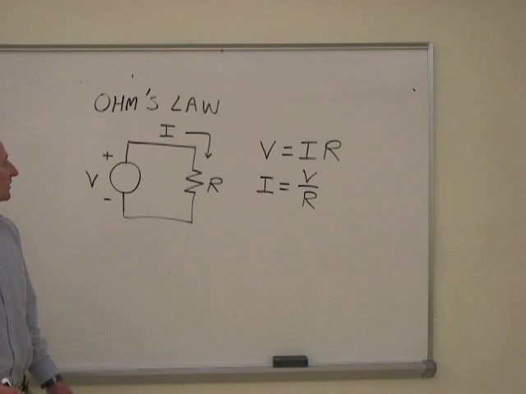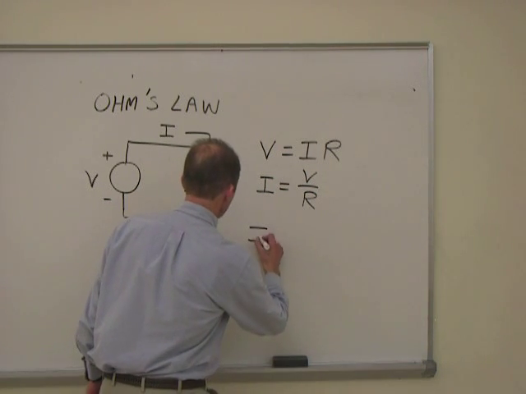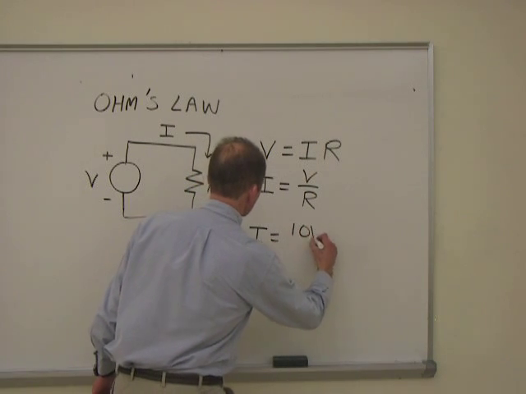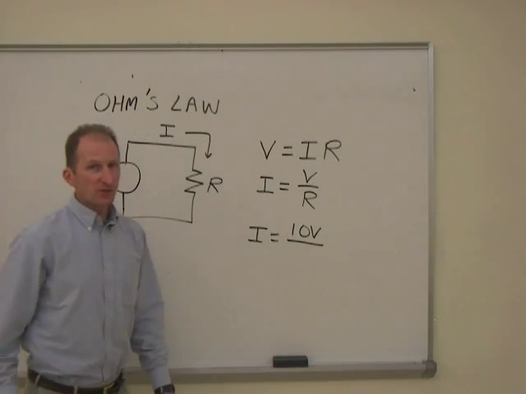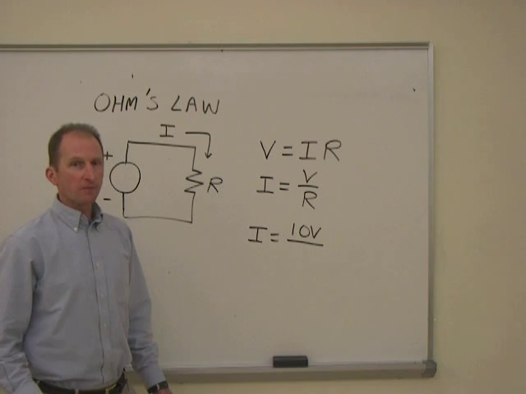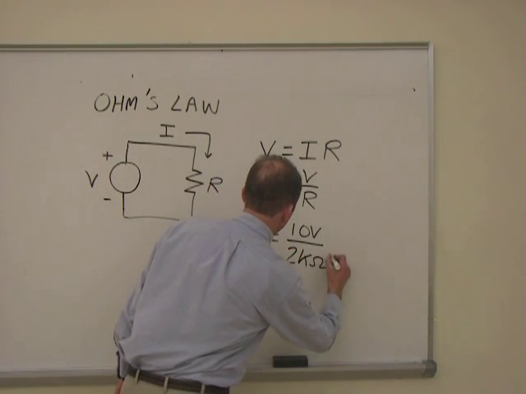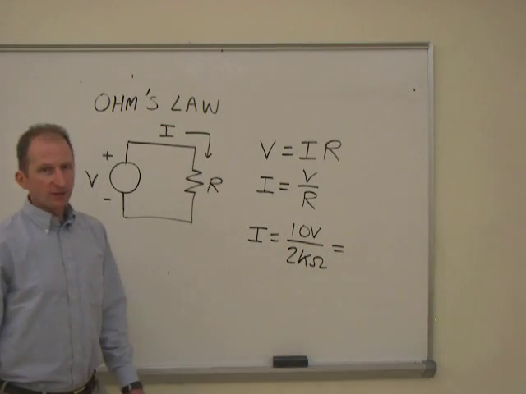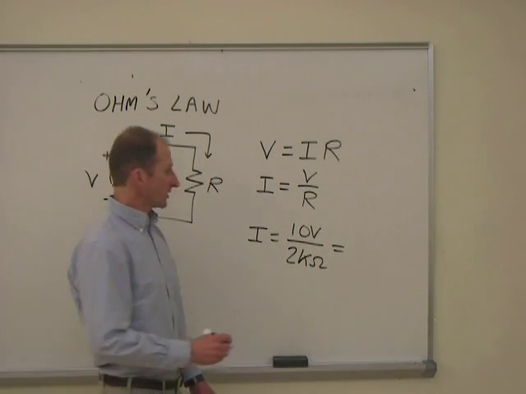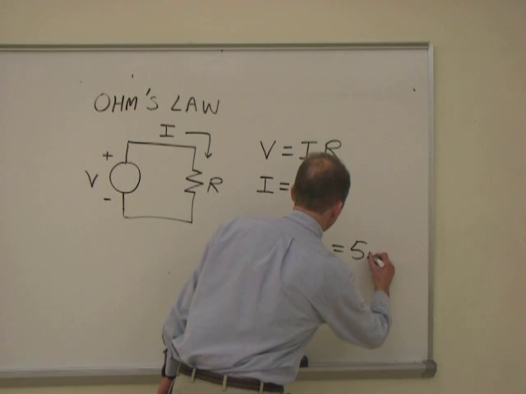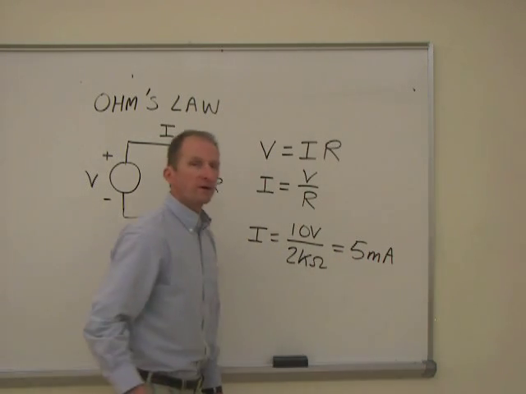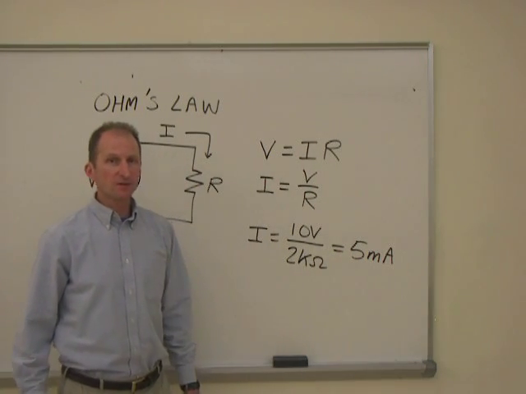For example, if we use a voltage source of 10 volts, and our resistor is 2 k ohms, or 2,000 ohms, the resulting current that flows will be 5 milliamps, or 5 times 10 to the minus 3 amperes.